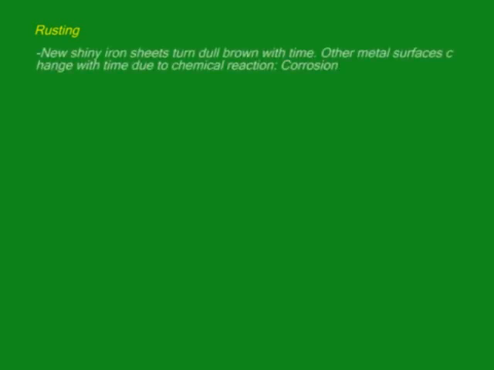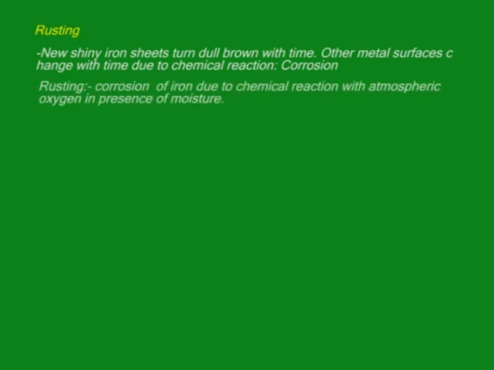Now we turn and look at rusting. You have always seen the once shiny iron sheet roofing turn into a brown, dull color. Many other metals also change their surface color after some time due to chemical reactions, and this is called corrosion. Corrosion of iron due to reaction with atmospheric oxygen in the presence of moisture is called rusting. Rust is the dull brown coating on the surface of iron.